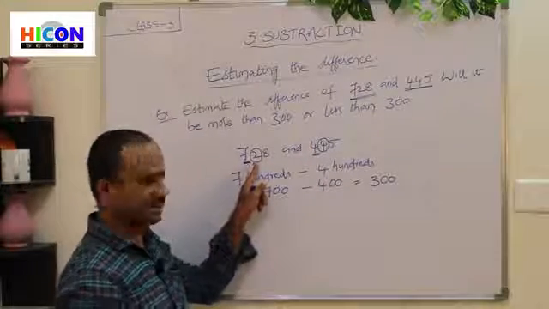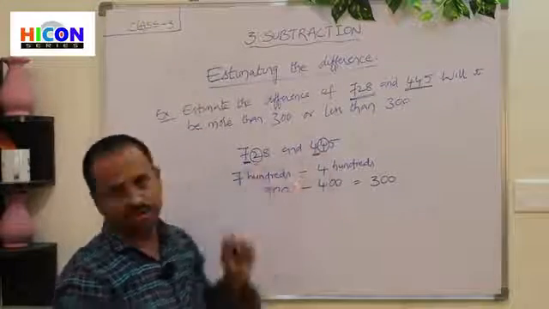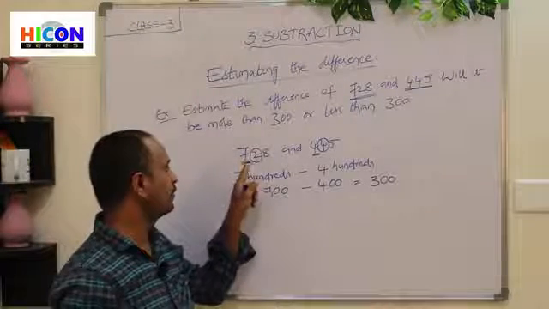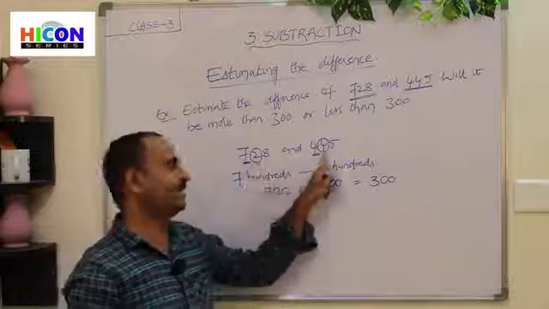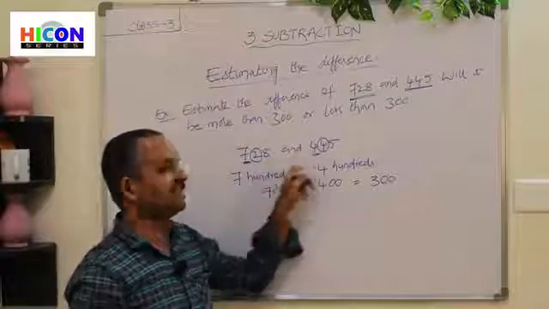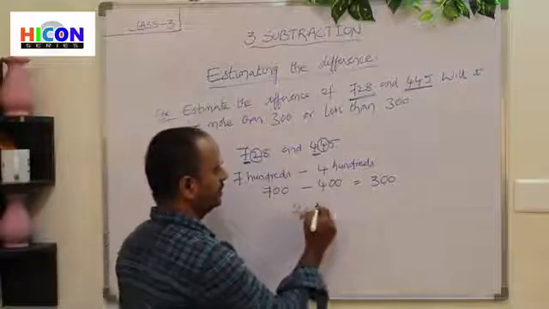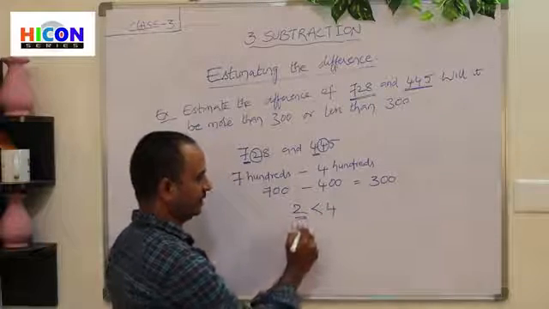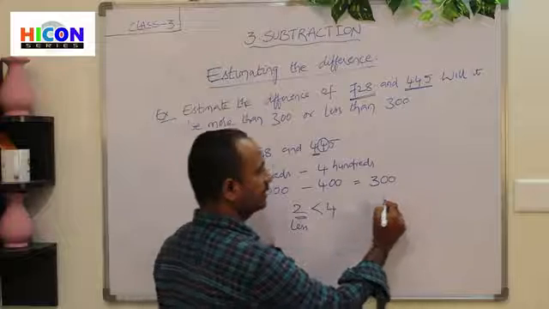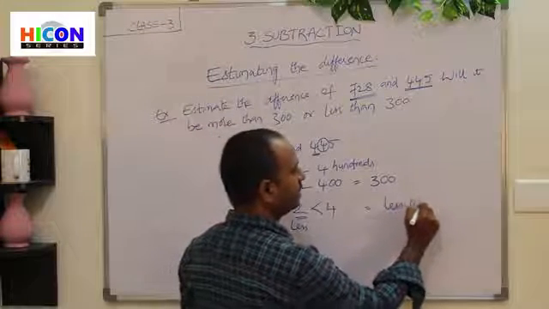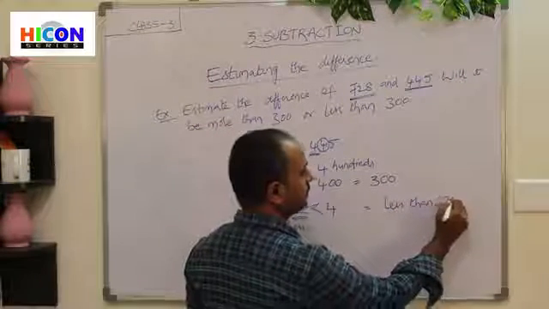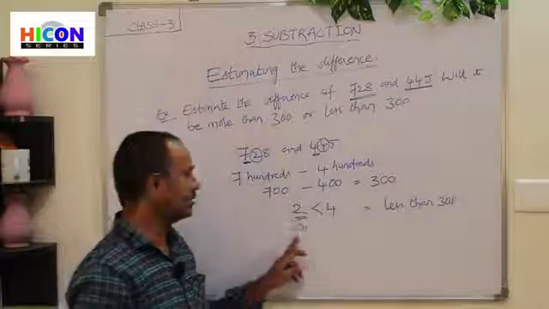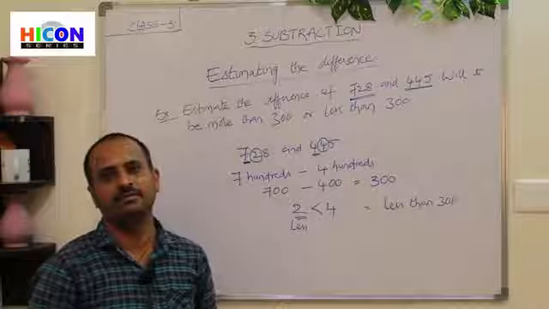So this is the first number and this is the second number. If the first number's digit is less than the second number's, here 2 is less than 4. So 2 is less than 4. If the first number is lesser, then the answer will be less than 300. So since the first number is the lesser one, the answer will be less than 300.